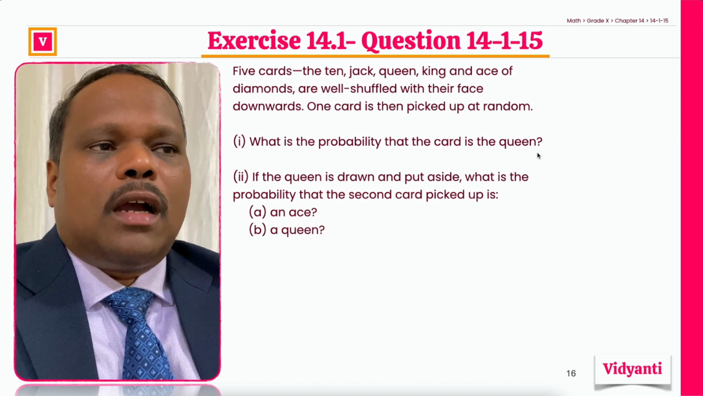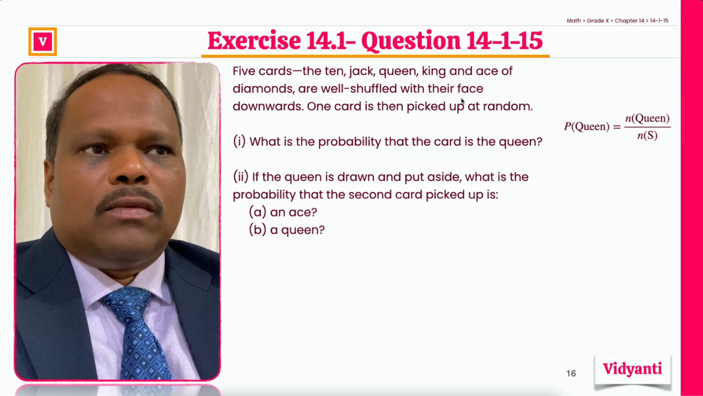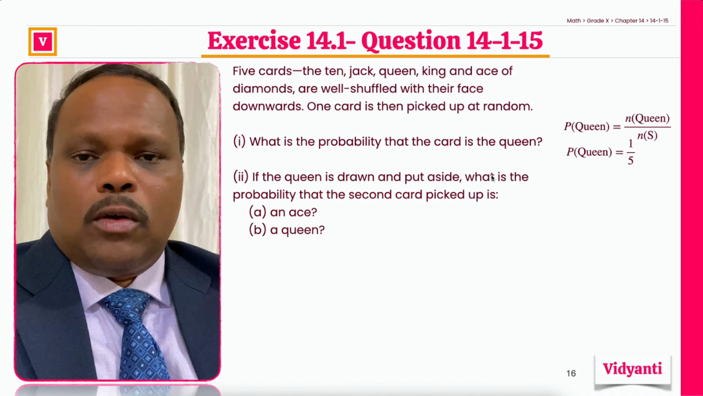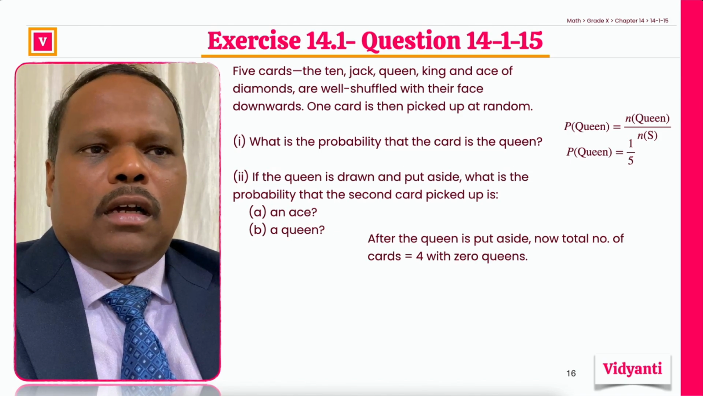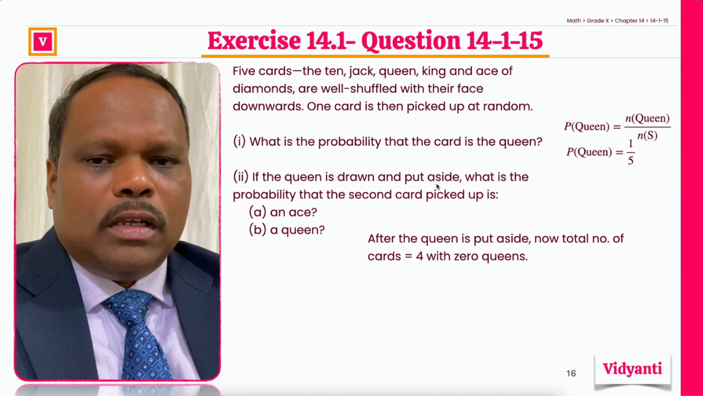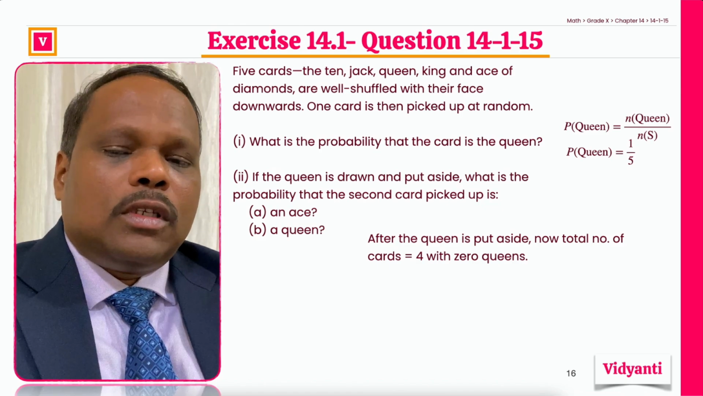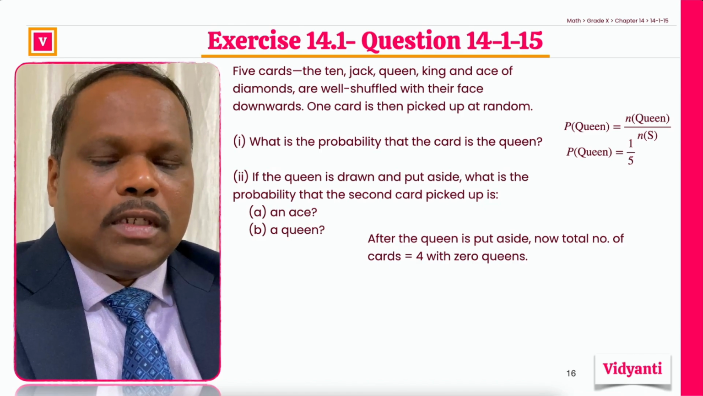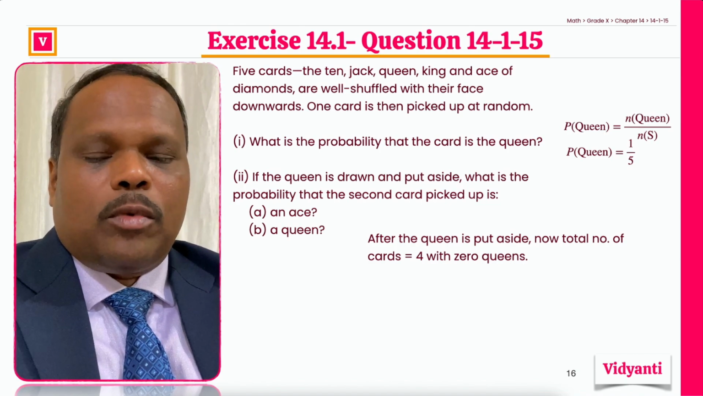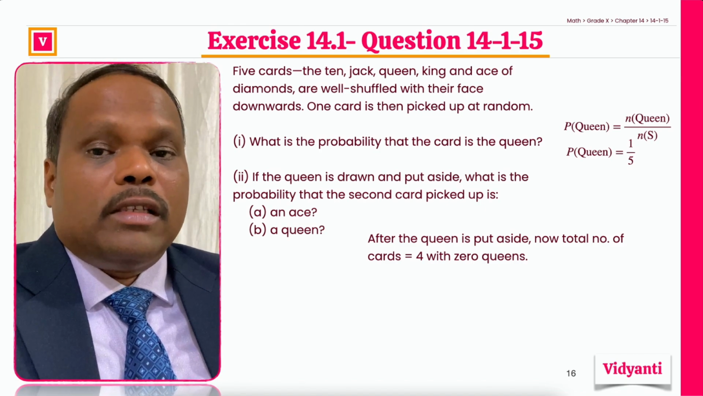What is the probability the card is a queen? Well, how many queens are there in this one? There is only 1 queen out of 5 cards, so that will be 1 over 5. Second, if the queen is drawn and put aside, so now the queen is taken out in the previous question and it is kept aside. This is important because keeping it aside versus allowing it to mix again changes the value of probability. Here they have specifically mentioned that the queen is drawn and kept aside.